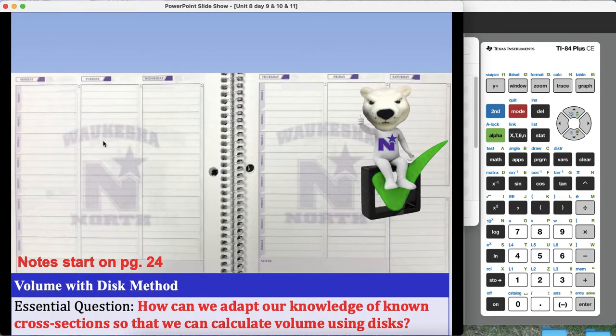These are the notes for Unit 8, Day 9, and we are looking at continuing to develop our strategies in finding the volume of three-dimensional shapes. Today we're going to talk about something called the disk method. Our essential question is, how can we adapt our knowledge of known cross-sections so that we can calculate volume using disks?